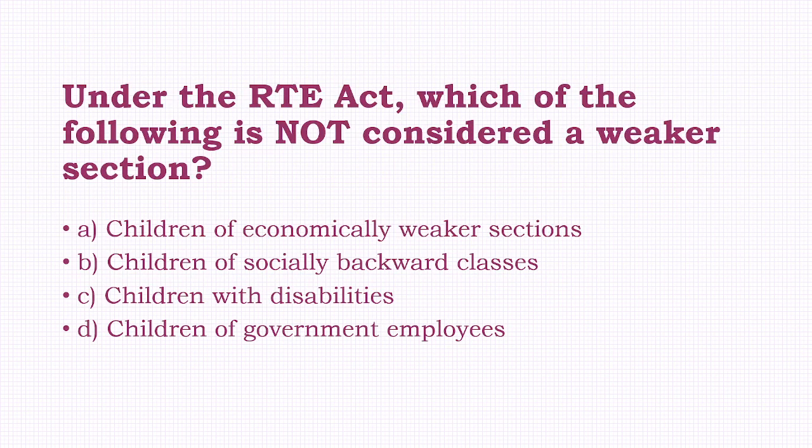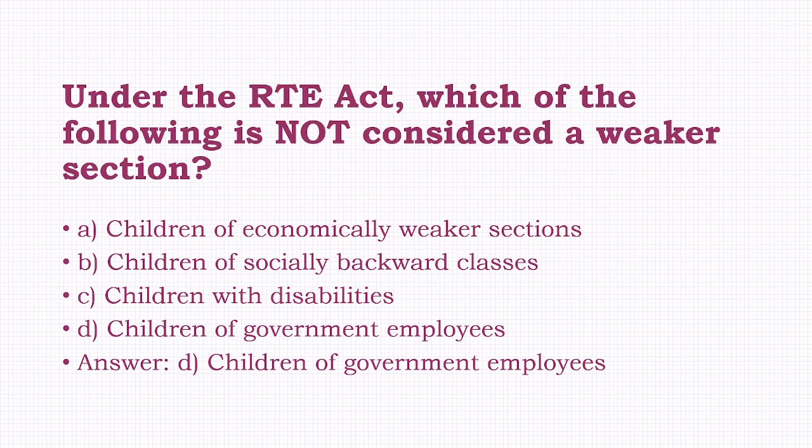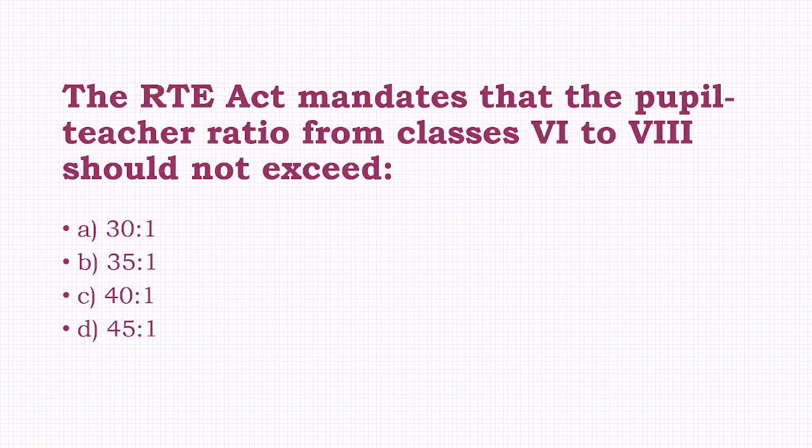Under the RTE Act, which of the following is not considered a weaker section? Options: children of economically weaker section, children of socially backward classes, children with disabilities, children of government employees. Answer of this question is option D, that is children of government employees.